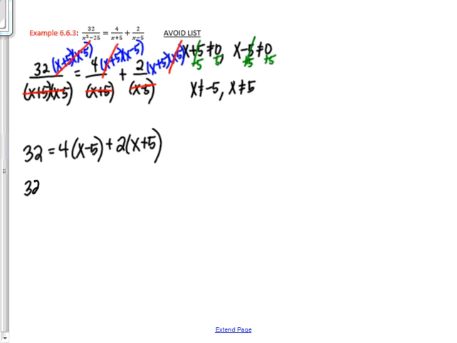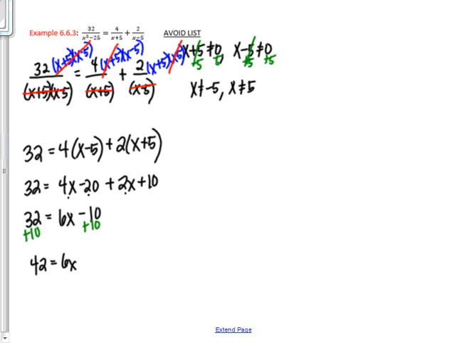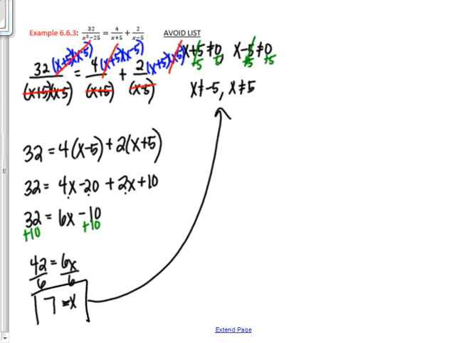Much prettier to solve. So I've got 4x minus 20 when I distribute, and a plus 2x plus 10. And if I clean it up, 4x and 2x gives me 6x, and negative 20 plus 10 is a negative 10. Okay, so I'll add 10 to both sides. So 42 equals 6x, so if I divide by 6, then x is 7. Okay, so I couldn't say 5 or negative 5, but I'm okay with 7.